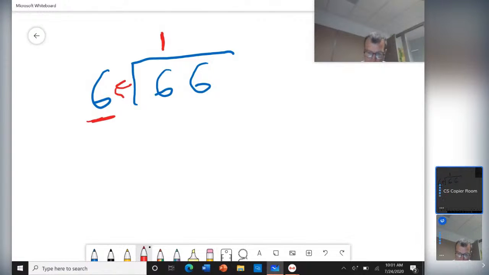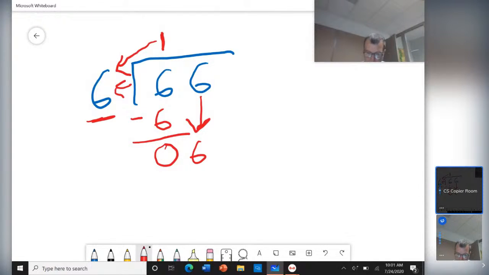Then what you're going to do is multiply the 1 times the 6, that equals 6. You're going to subtract to get 0, bring down this number, and then 6 goes back into 6 one time. 1 times 6 is 6. And right now, we're not going to work on any remainders. So in this case, 66 divided by 6 equals 11. Okay?